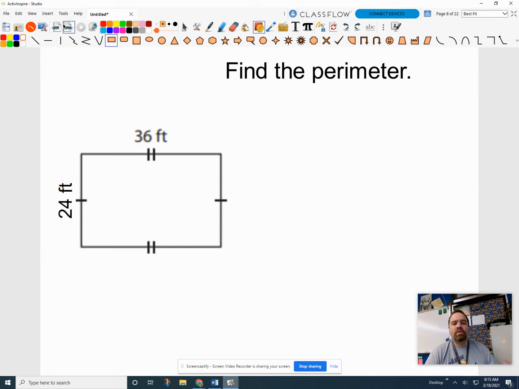Yep. If you notice, there are a couple of missing sides. I think you can figure this one out. Notice the marks on the opposite sides. Perimeter of this guy was 120 feet.